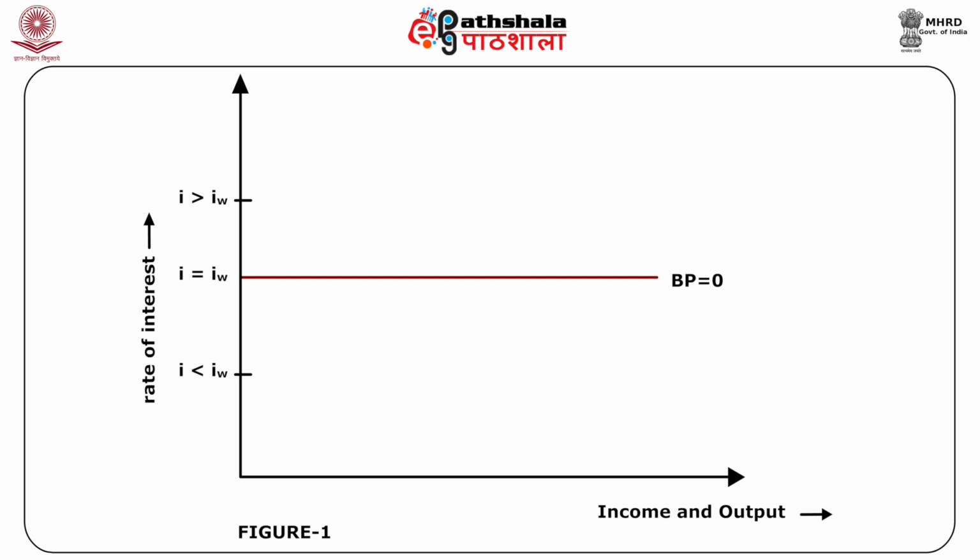On the other hand, if the domestic interest rate is less than the world interest rate, there will be unlimited outflow. When both domestic and world rates of interest are equal, that is balance of payment is equal to 0 and the line is parallel to the x-axis, points above this line indicate surplus and points below indicate a deficit in the balance of payment situation.